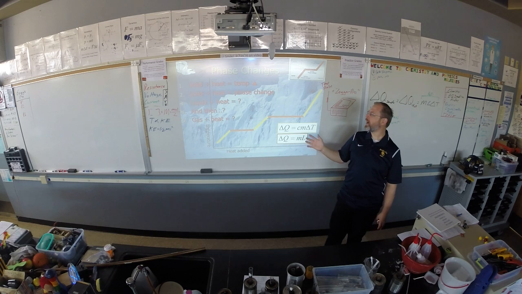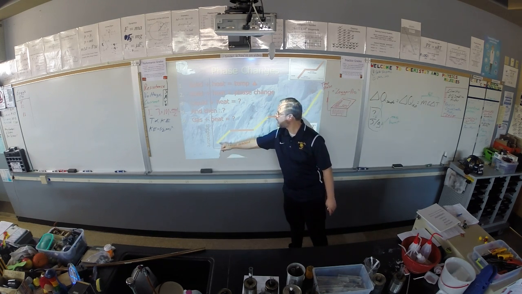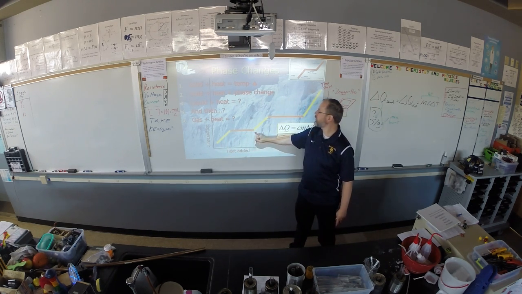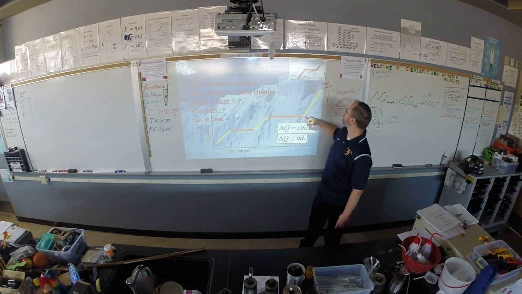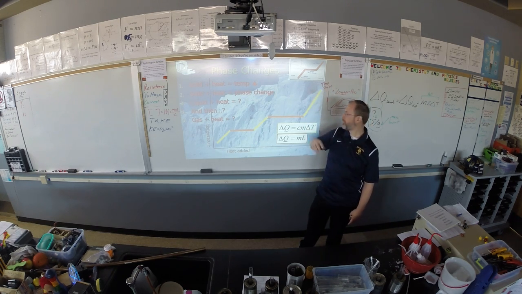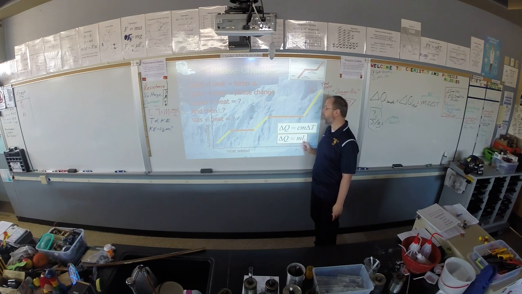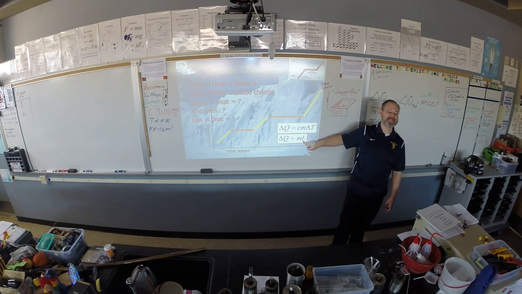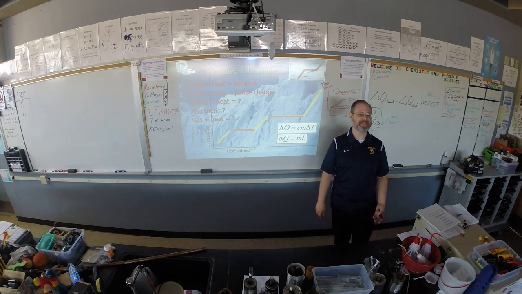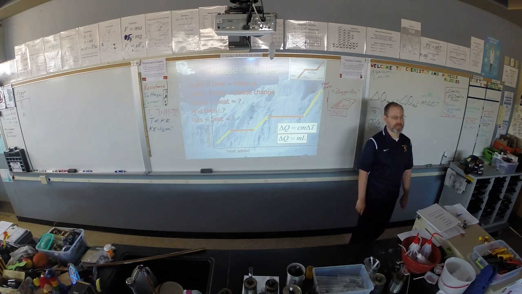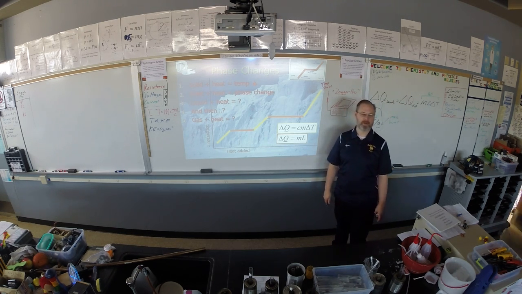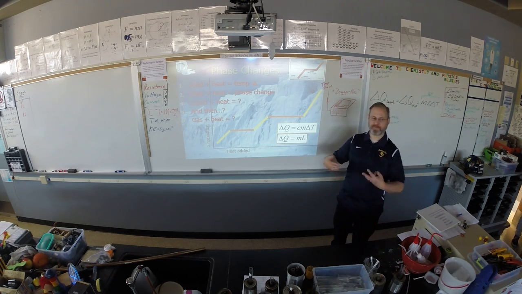So this is what a graph looks like if you add heat. First you warm, then you phase change, then you warm, then you phase change, then you warm. The formula for warming we already know, mc delta T. The formula for phase change is mL. This is called latent heat. It is the latent heat constant. It's basically the amount of energy it takes to change the phase of a gram of something.